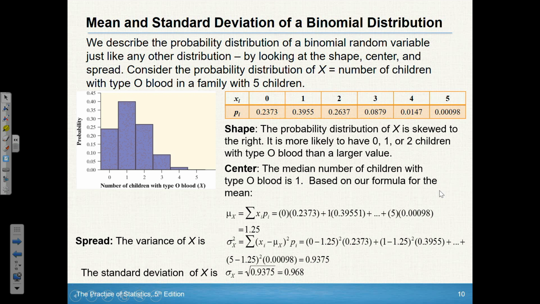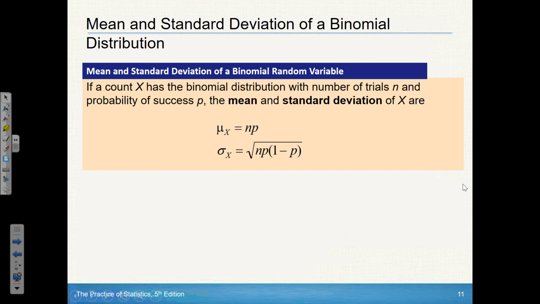Now, as we saw when we first were talking about discrete random variables, these formulas can get pretty tedious when there are a large number of x values. Good thing is that when we're looking at binomial distributions, there are some pretty neat shortcuts to finding the mean and variance of those values. And those values are, the mean is just n times p, and the standard deviation is the square root of n times p times 1 minus p. In other words, the variance is n times p times 1 minus p.